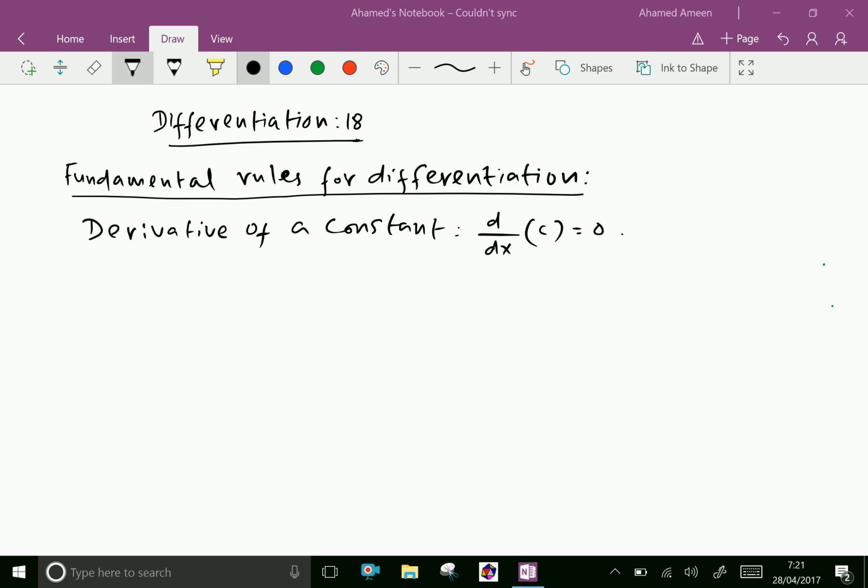Now let us see the fundamental rules for differentiation. First, derivative of a constant, that is d by dx of c equal to 0. We can prove this rule.